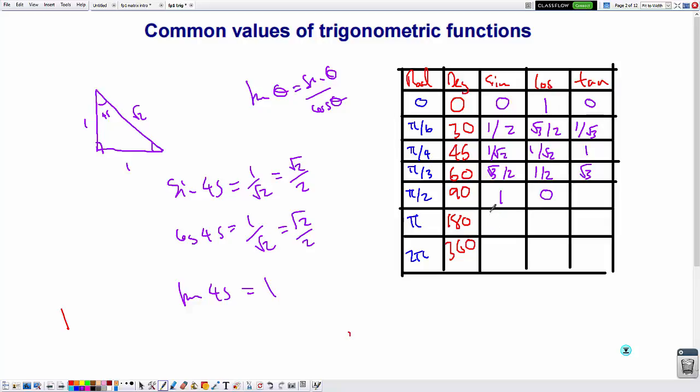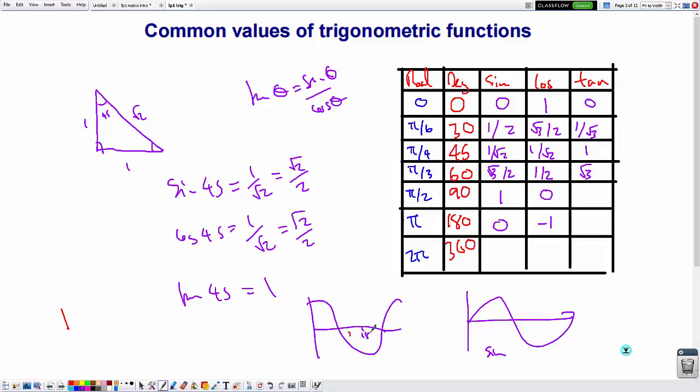At 180, sine is 0 and cos is minus 1. Again, I'm doing it from these graphs. So sine is 0 at 0, 180, and 360. This is my sine curve, and cos, remember, is like this.